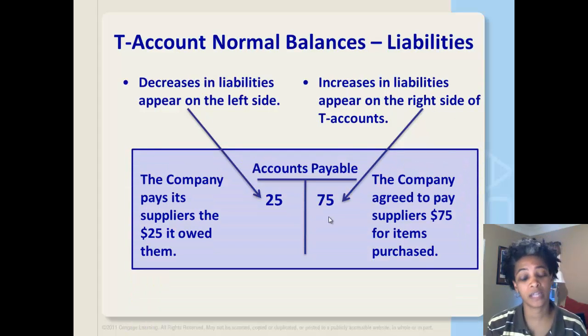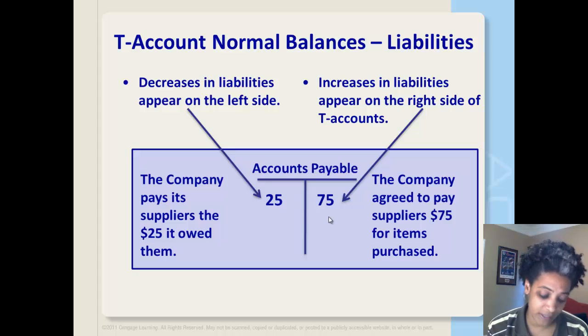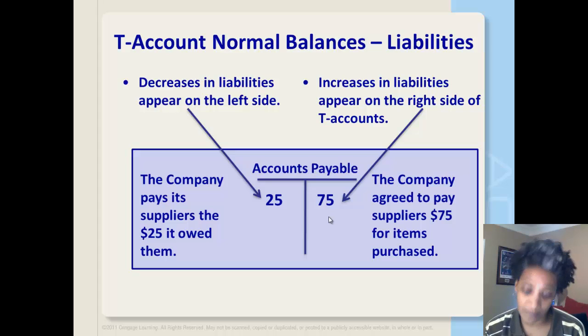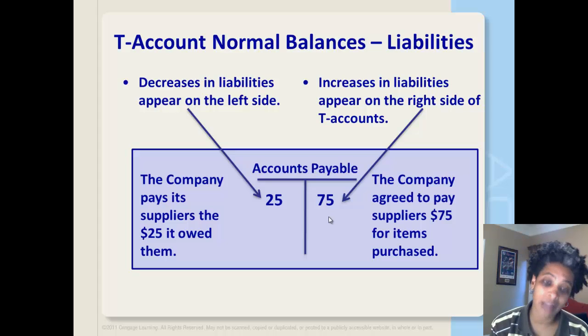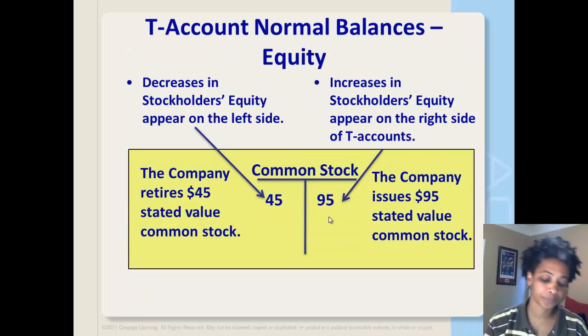Now let's switch over to the other side and look at a liability account like accounts payable. The normal balance for a liability is increased on the right side with a credit, so just the opposite of an asset. So it's increased on the right side or credit side when the company purchases items on credit, and it's decreased on the left side, which is the debit side, when the company makes a payment to its suppliers, when we're specifically talking about accounts payable.